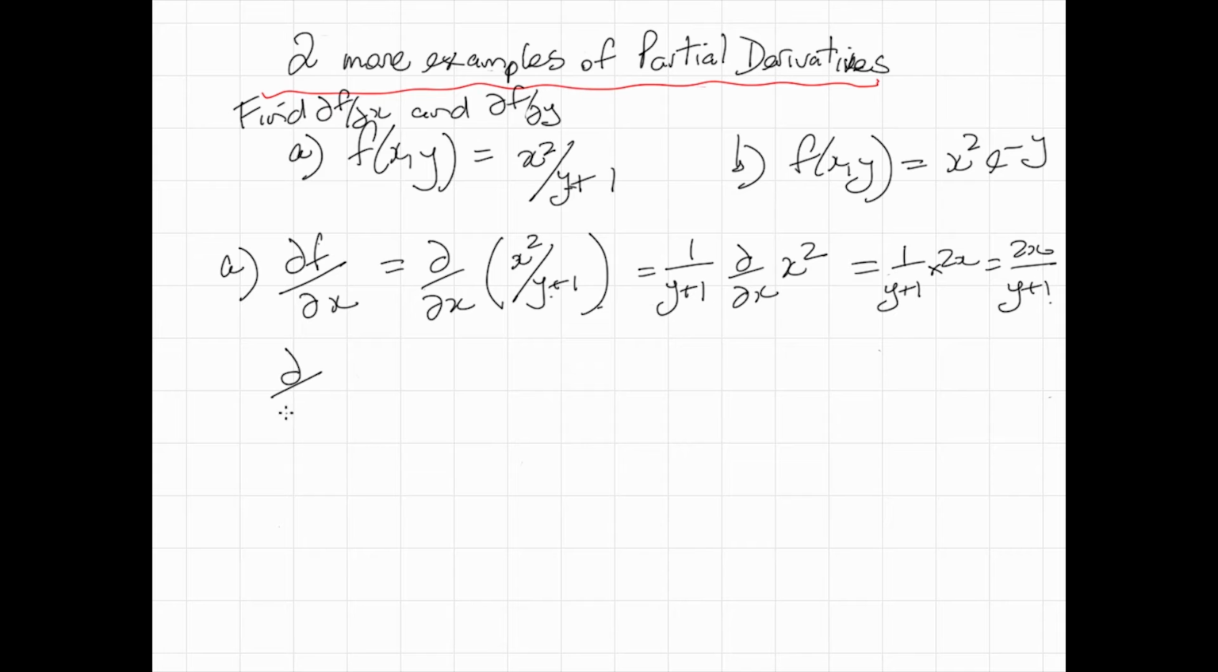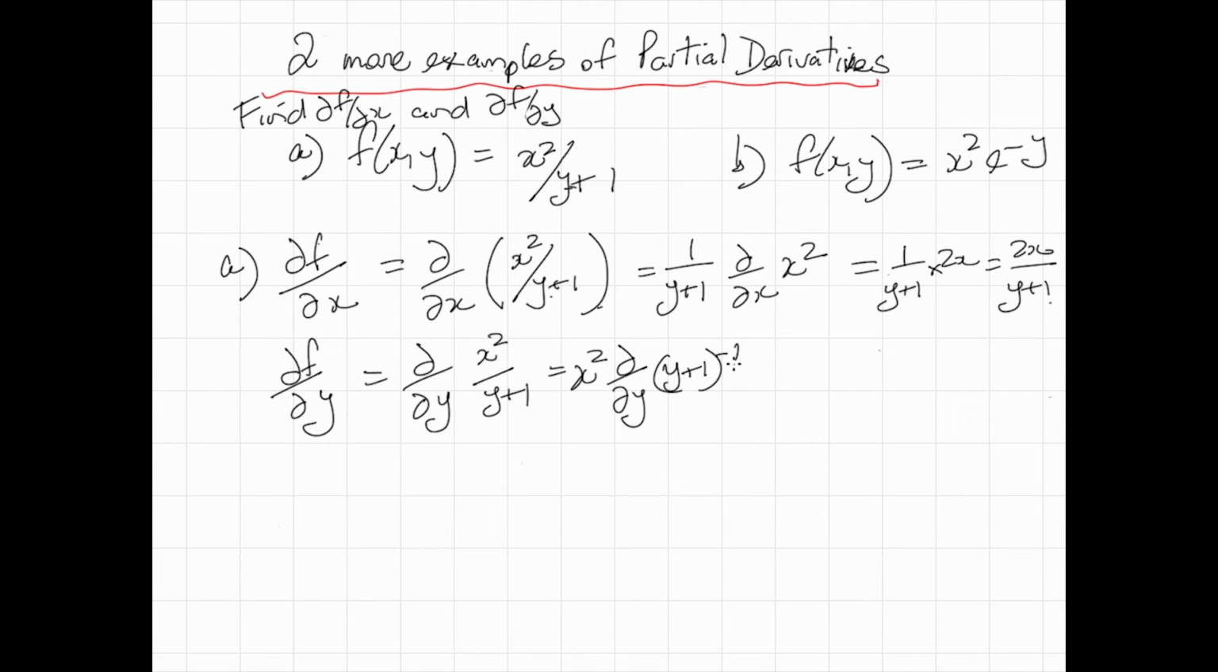Next one is the partial derivative of f with respect to y. So that's partial dy of x squared over y plus 1. Just write it down. Now in this case, x is regarded as a constant, so that x squared can come out the front. Now instead of having 1 over y plus 1, it's probably better off putting that as a negative power. It's much easier to find the derivative when you've got that as a negative power. x squared is a constant. Now we want the derivative of y plus 1 to the negative 1.